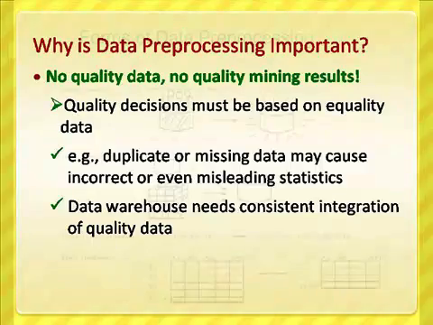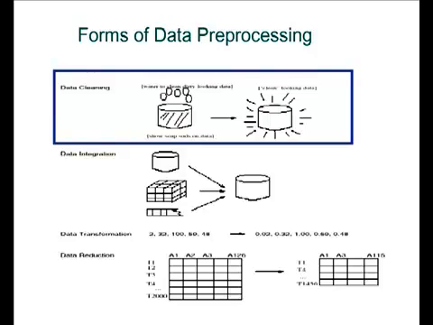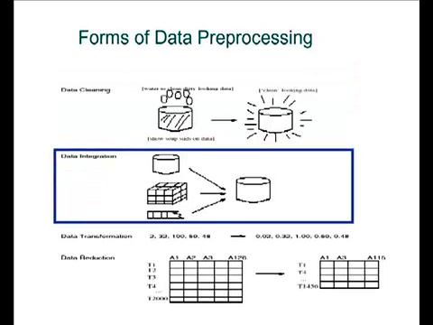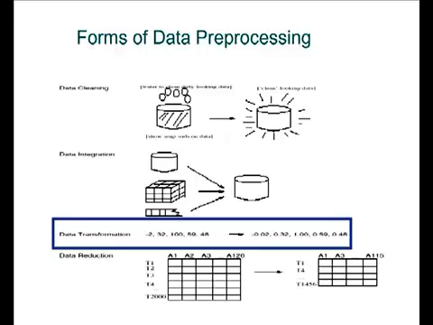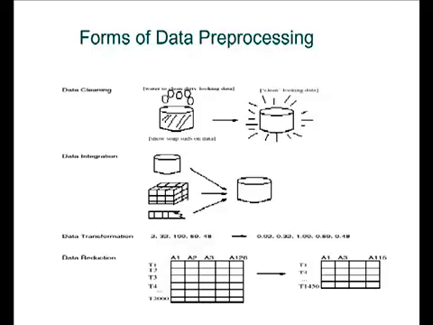This slide talks about what are the different forms of data pre-processing. Various forms of data pre-processing are data cleaning, data integration, data transformation, data reduction, and data summarization. Data cleaning methods are useful to remove noise and correct inconsistencies in the data. Data integration combines data from different sources into a single coherent data warehouse.